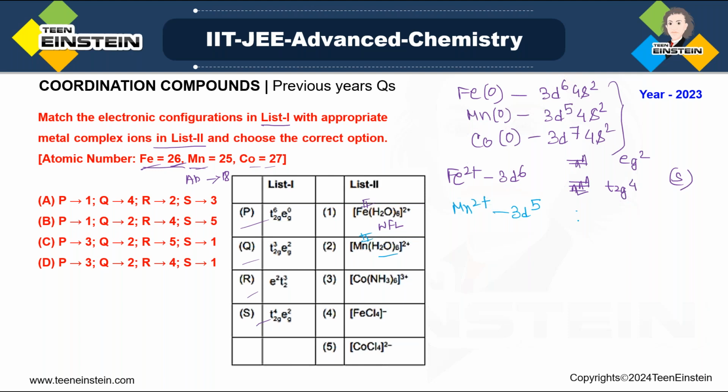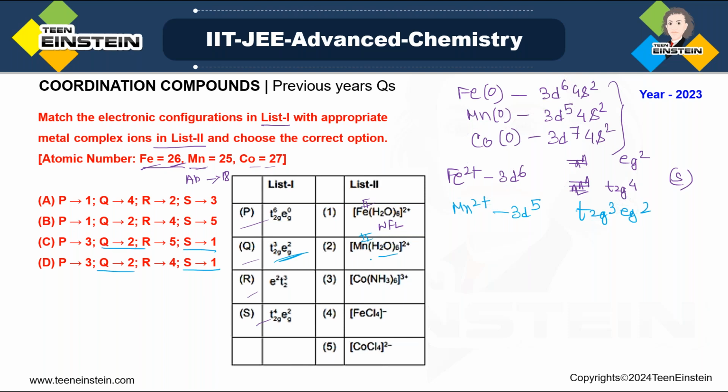So 3d5 means what? It is a high spin complex, because it is a weak field ligand, so obviously it will be a symmetrical distribution, that is T2g3 Eg2, and it is matching with this one, that is Q. Now Q is matching with 2, S is with 1. That is present in both option C and D, but only one of the options will be correct.